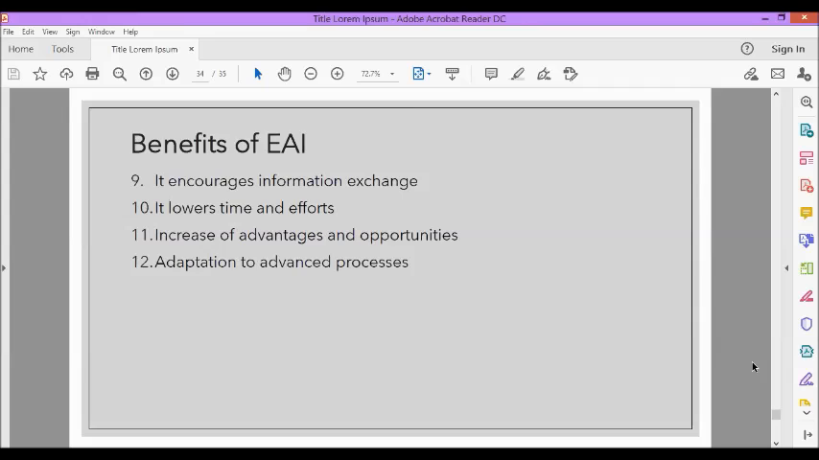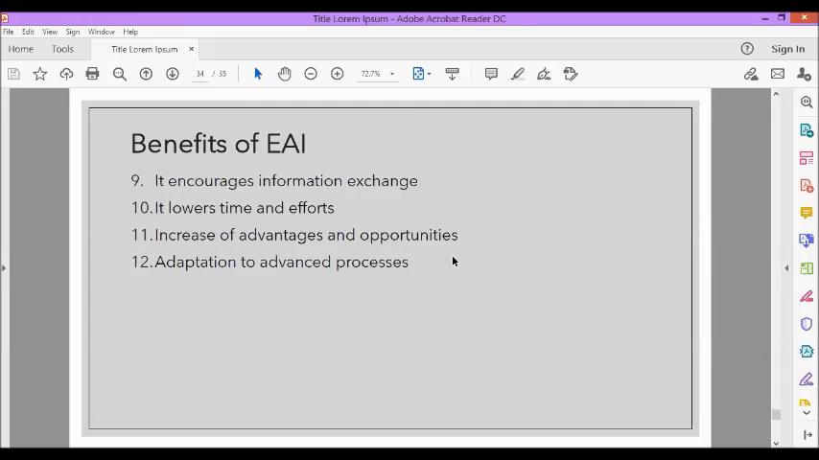Ninth, it encourages information exchange. When the different parts of a company are integrated, as well as their respective applications and IT structure, the information exchange is much greater. All employees of the company can have access to the data and the software used. This prevents duplication of information, so the structure works better and with much more efficiency.